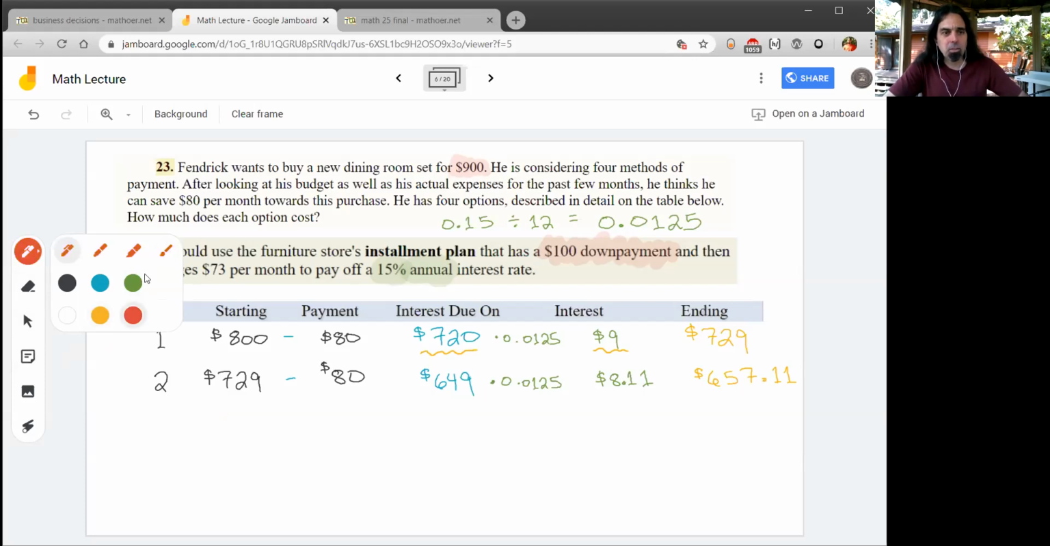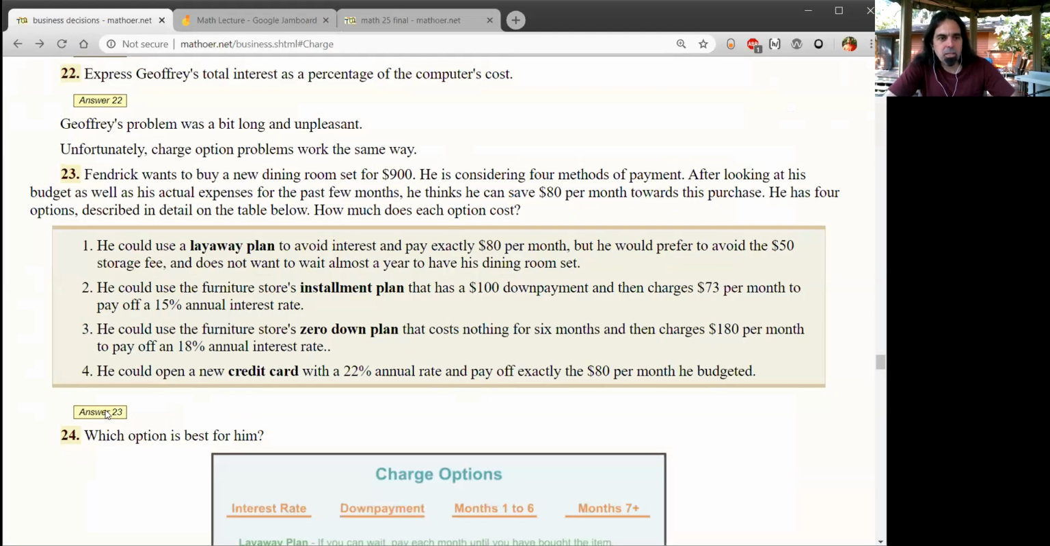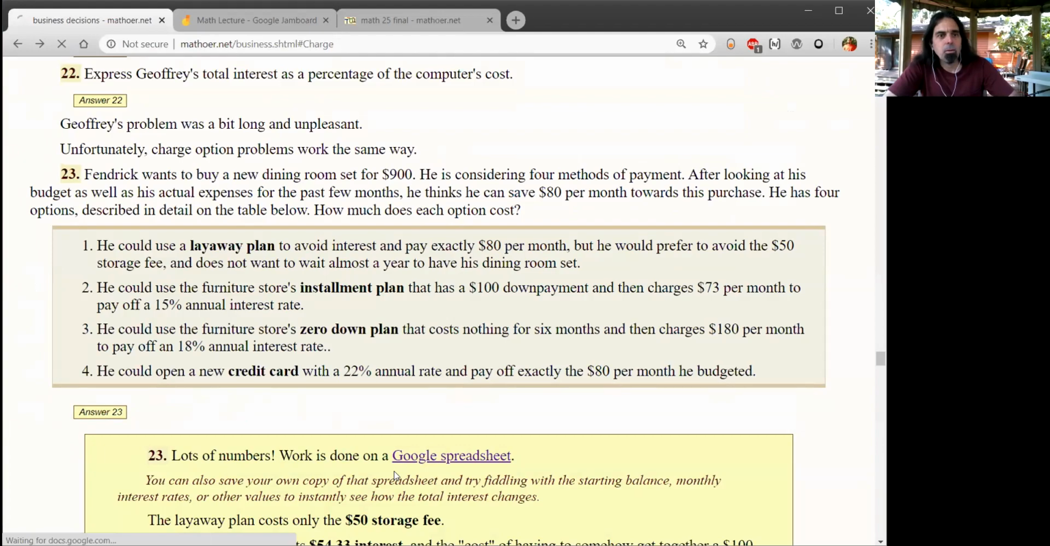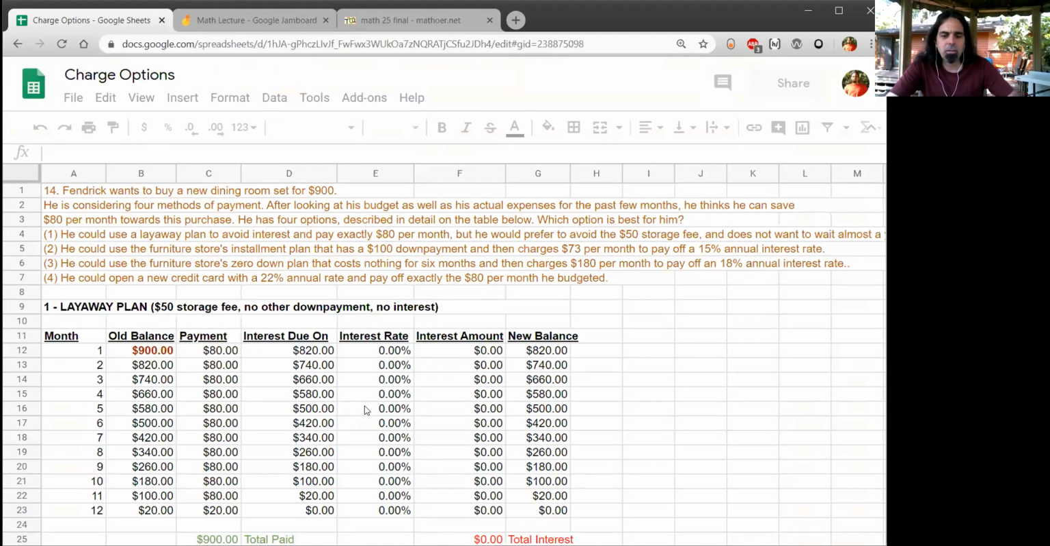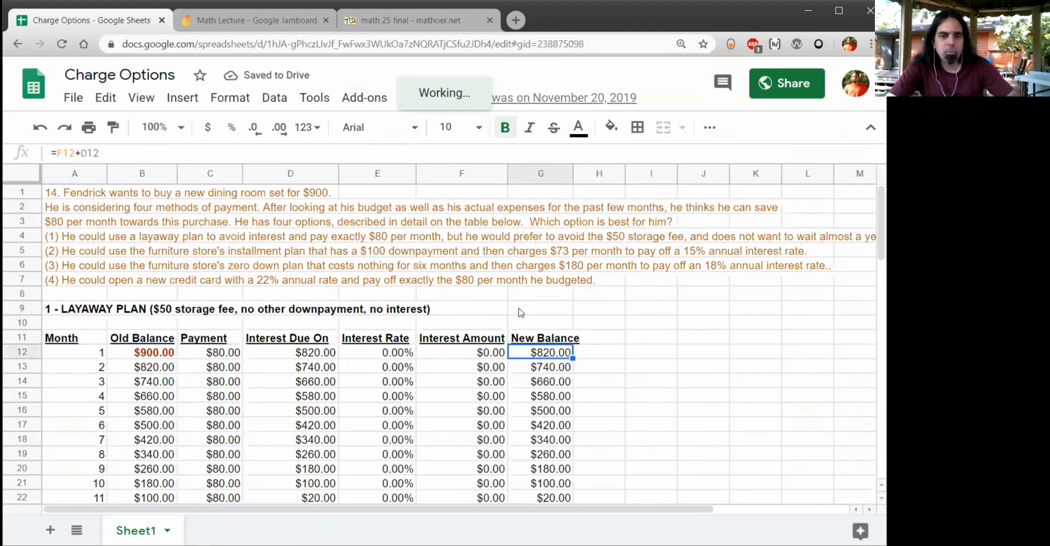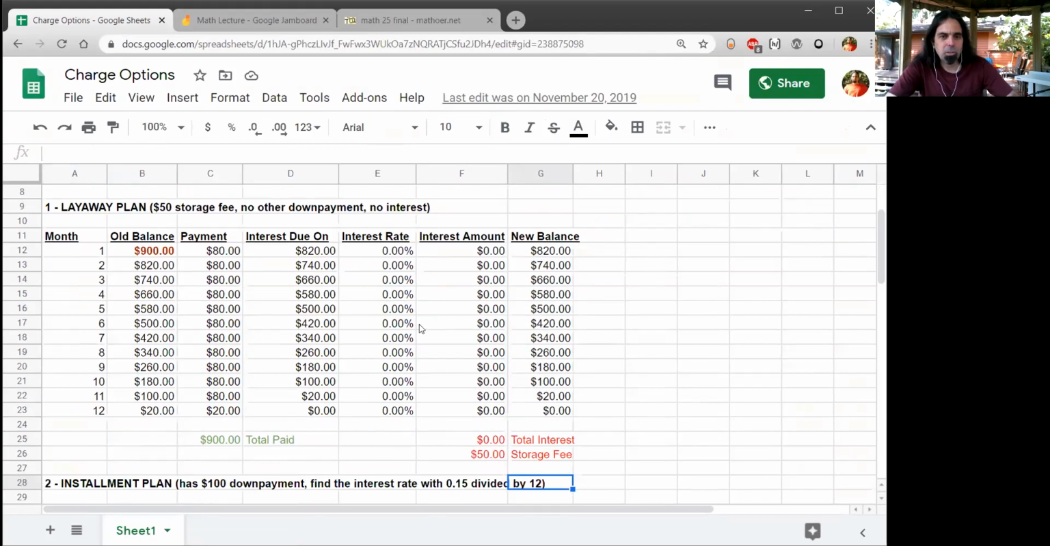I think I also want to highlight this 800 to remind us that it comes from those. So I don't want to waste your time filling this out. So once again, we will cheat and go here. The layaway plan we didn't really need to make a table for because there's no interest. We did it just easier.